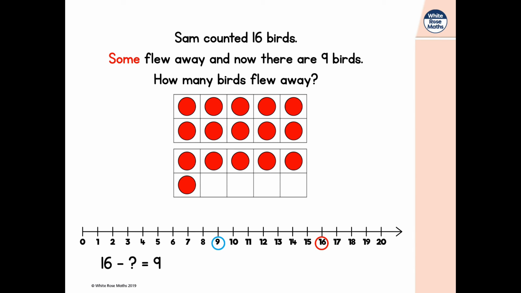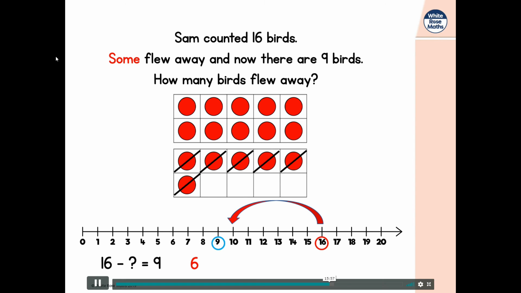We can look at subtracting 1, 2, 3, 4, 5, 6. We could subtract 6 all at once and go from 16 all the way down to 10 in one jump. That one jump from 16 to 10 was 6 red counters. But we can see we're not finished yet. We haven't arrived on the number 9.